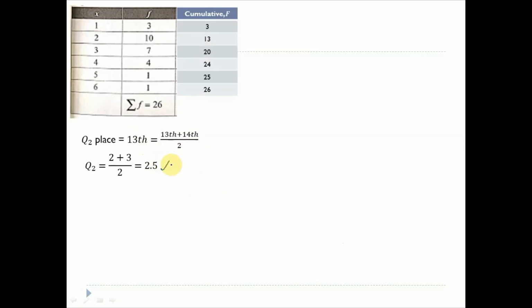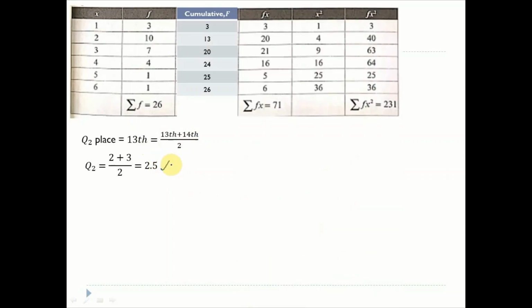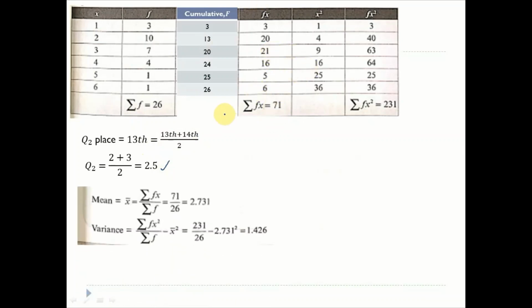Next I need my mean. So to get the mean, same as before, I need to create this fx column. Mean is 71 divided by 26. For the variance, I need to create the x squared column and hence the fx squared column. I will get my variance same as before, 1.426. Therefore, my standard deviation is 1.194.